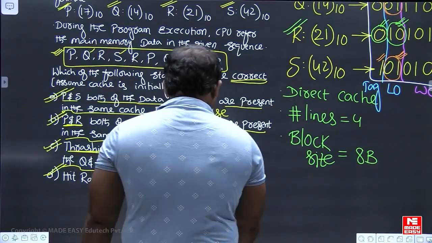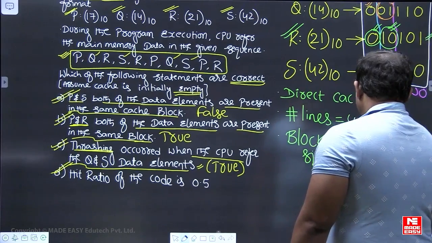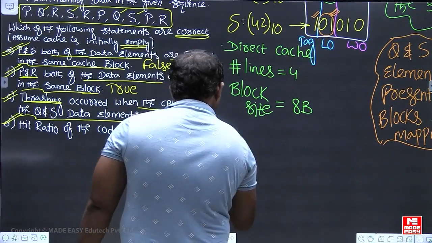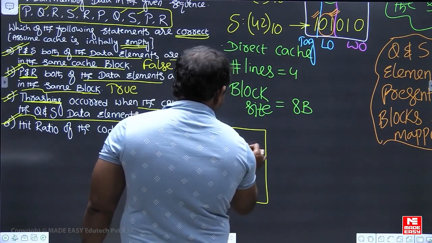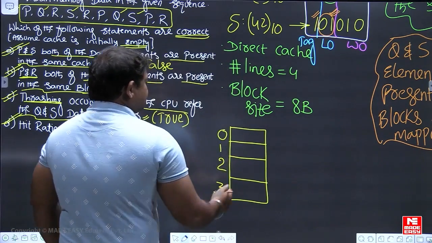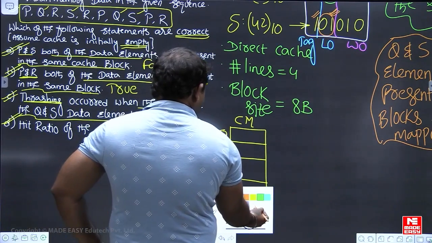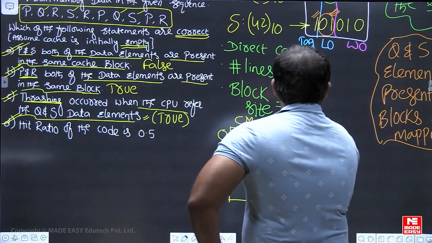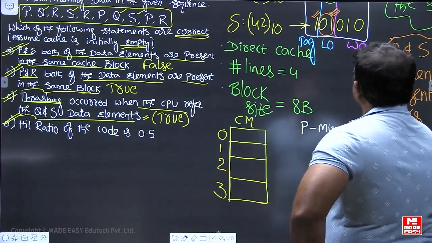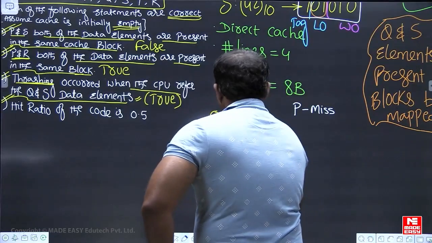Now see, what is the hit ratio calculation? How to calculate the hit ratio? Okay, now see this. What is the order that you need to identify? This is the direct mapped cache: 0, 1, 2, 3. Cache is initially empty. Very good. Now first, the CPU refers to P. P is a miss. So P is mapped to which line? P is mapped to line 2. So P came here, line 2.